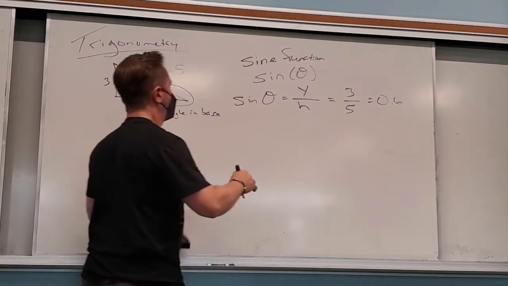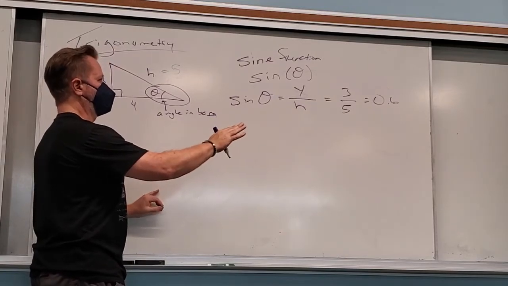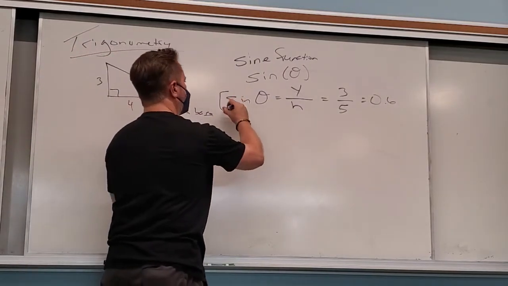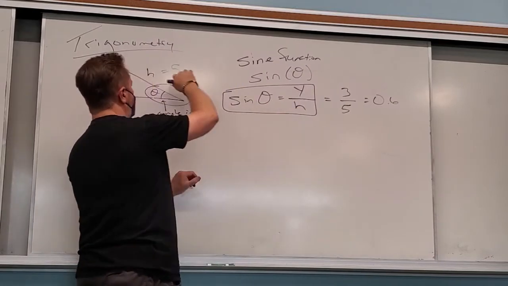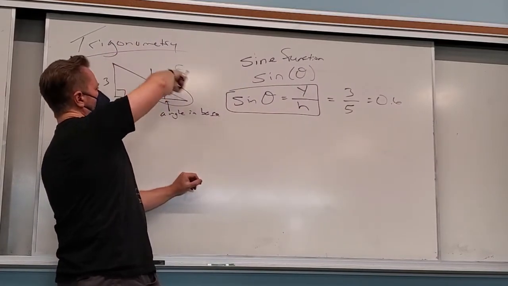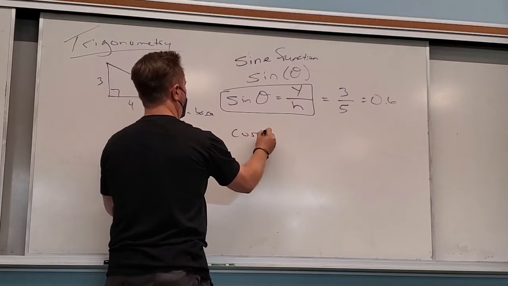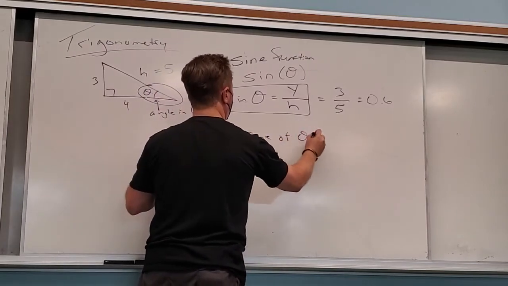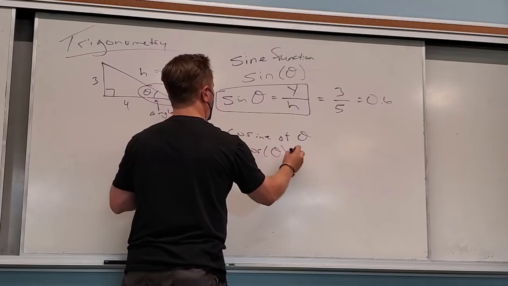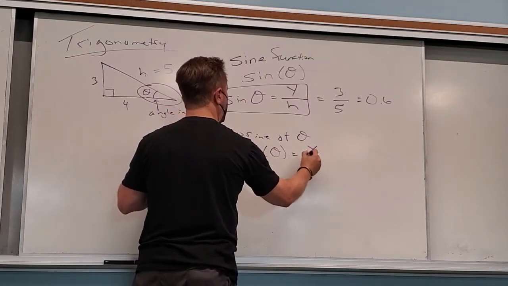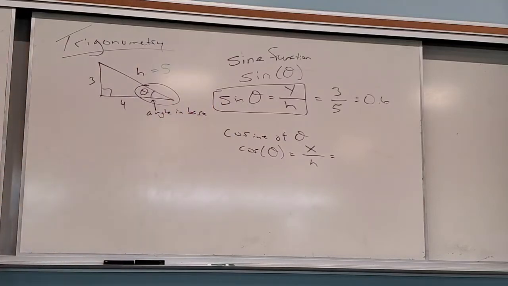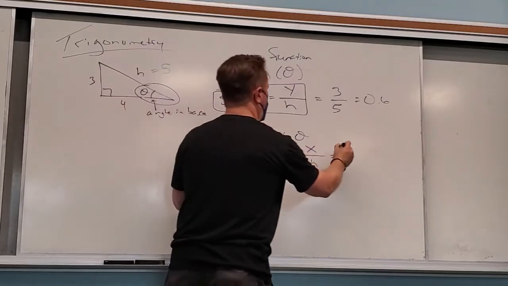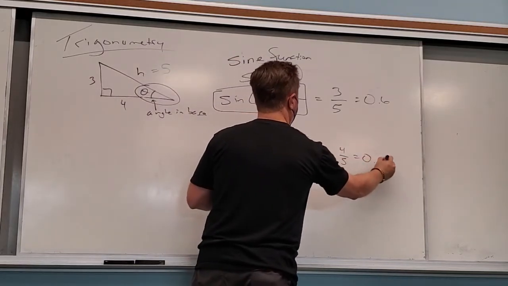So, the next trig function. This is always what sine is, by the way. It's the ratio of this piece to this piece. Cosine. So cosine theta is the ratio of the x side to the hypotenuse. So what would it be in this case? 4/5. That's it. Right? 4/5, which is also known as 0.8.